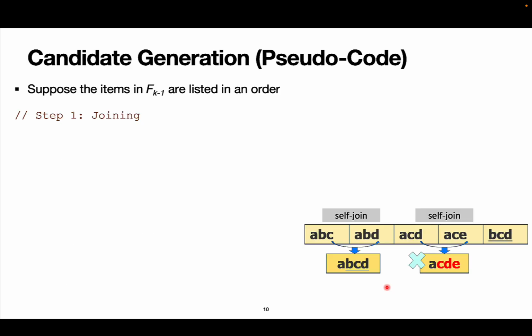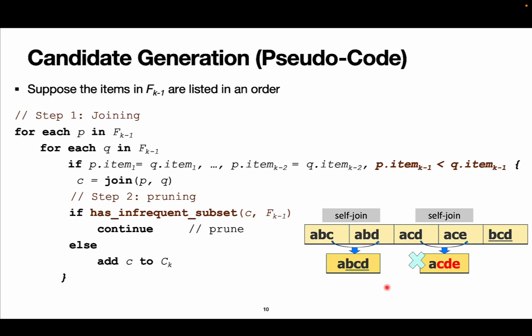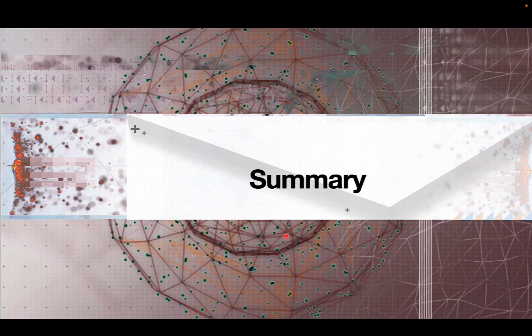The pseudocode of candidate generation shows how inserting this condition, has infrequent subset, can help with identifying this case where we can disqualify the candidate based on the content of the frequent item sets of size k-1. In summary, we discussed the a priori algorithm for finding frequent patterns efficiently.